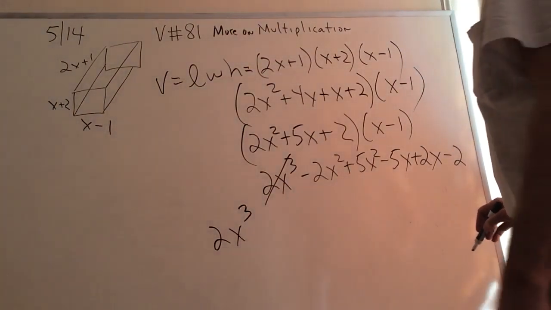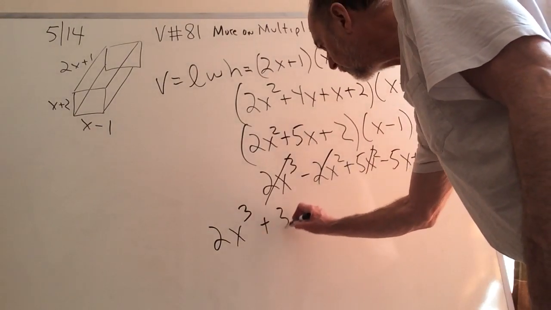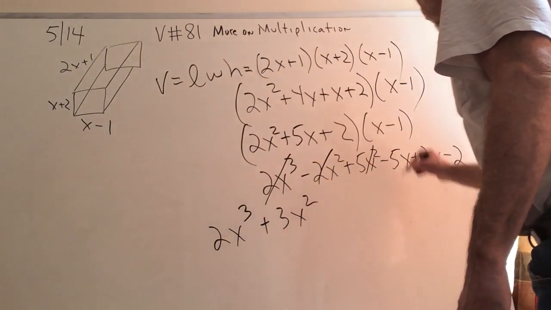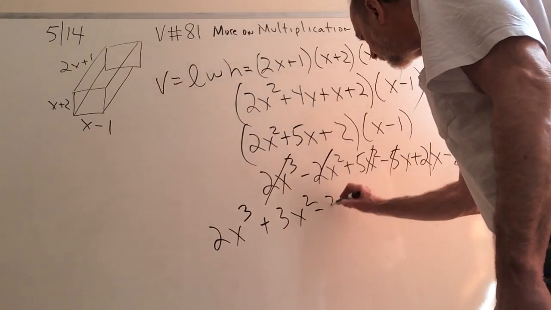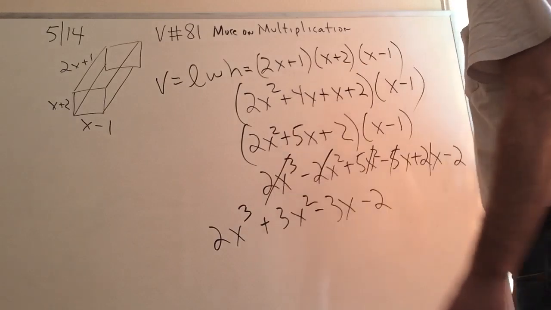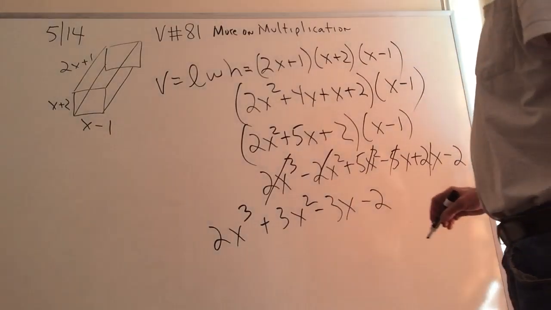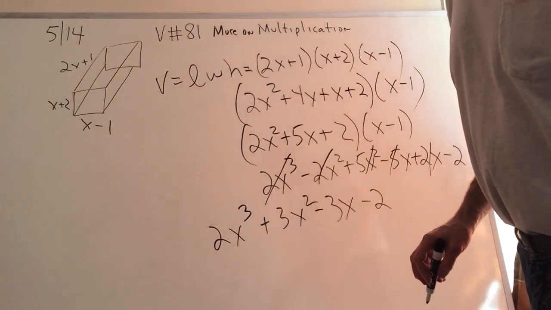There we go. There's 2x to the third plus 3x to the second minus 3x minus 2. So it's got to be cubic. Like I said, it's a cubic polynomial with 4 terms. And you found the volume. I'll give you a problem like that.